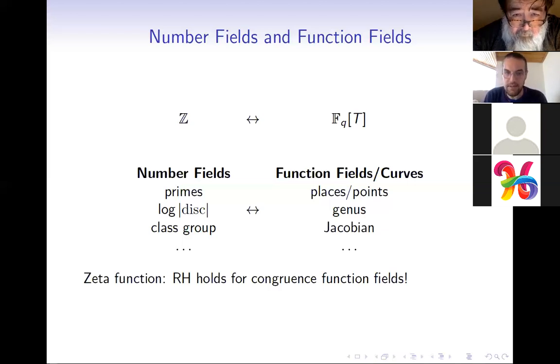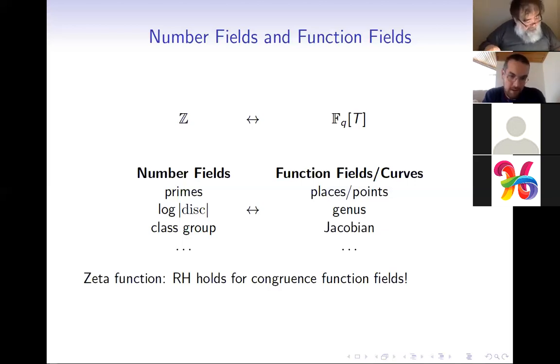In most cases, it's just a translation of language. On one hand, you have primes and the splitting of primes, whereas in the other world, you have places and their points. You have the discriminant, which finds an analog in the genus of the curve. You have the class group, which corresponds to the Jacobian. So there are lots of commonalities between the two. They feed each other, but there are also very big differences, and results in one world can be a good motivation for the other.